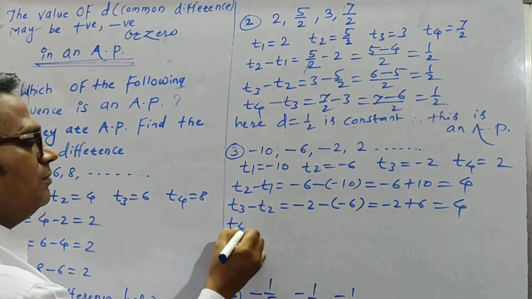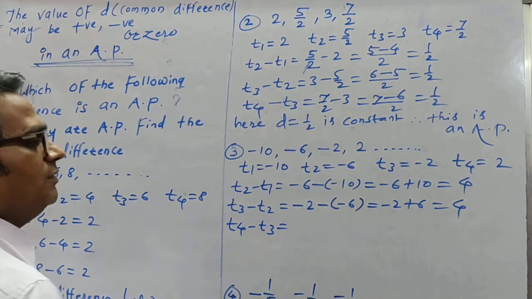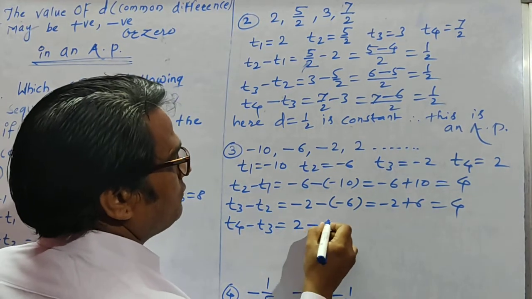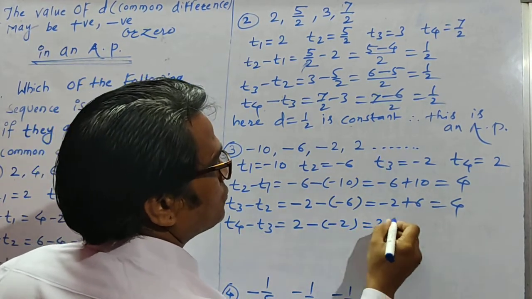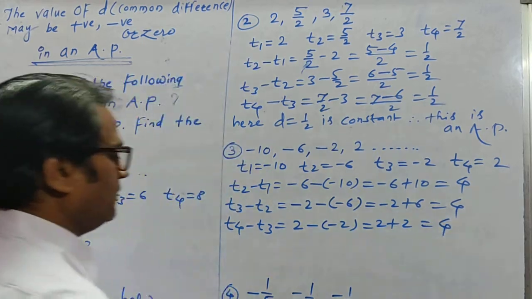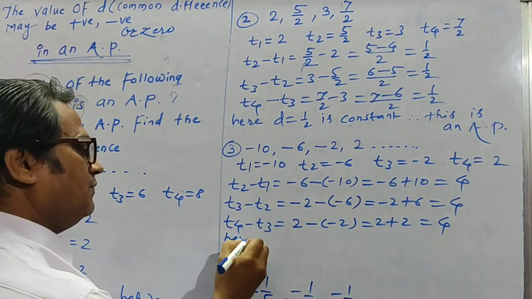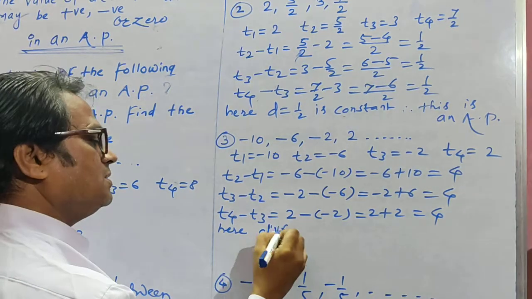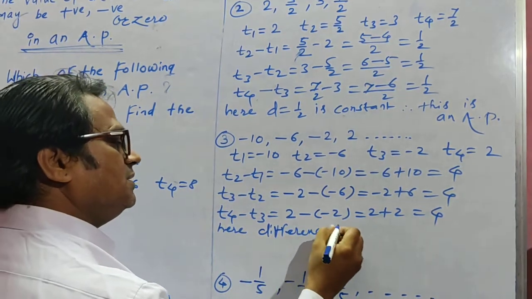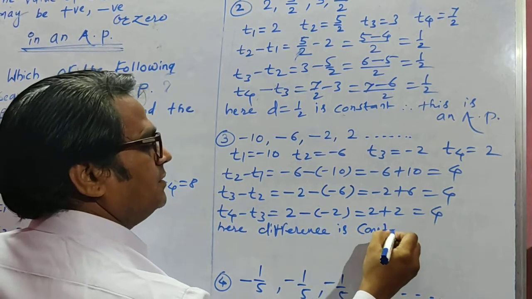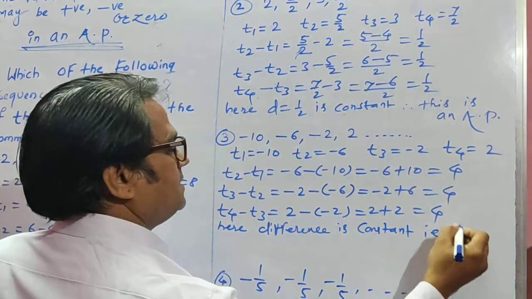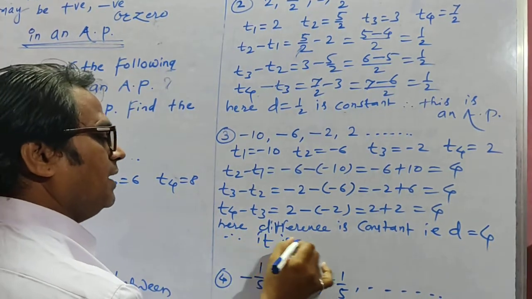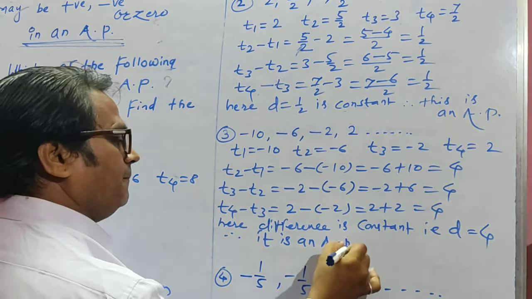Minus 2 plus 6 gives us 4. Now T4 minus T3, T4 is 2, minus of minus 2 gives us 2 plus 2 gives us 4. Now here we can see that the difference is a constant, that is D is equal to how much? It is 4, hence it is an AP.